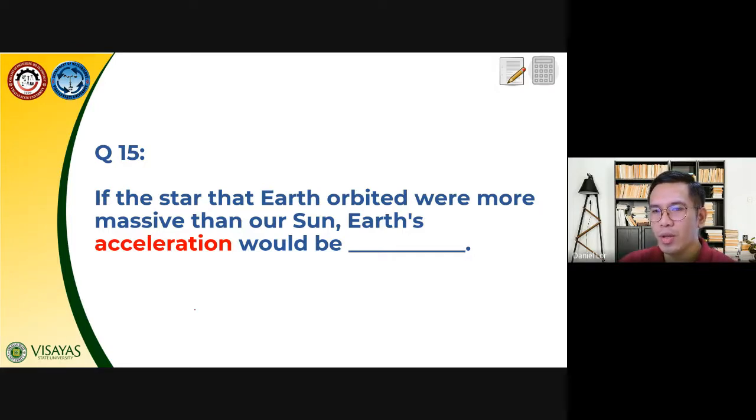So from Newton's law of motion, force is equal to mass times acceleration. Because the force will be higher, therefore our acceleration here will also be higher. So the correct answer here is greater.